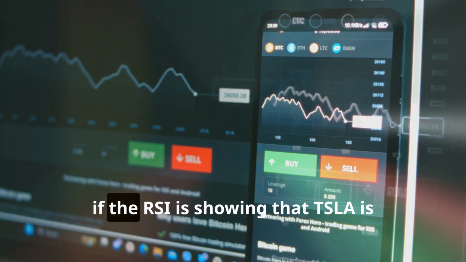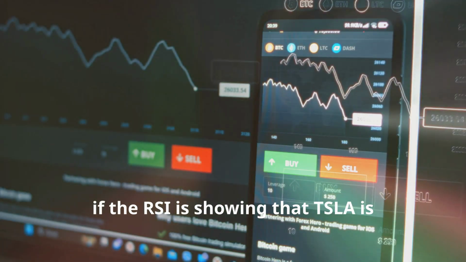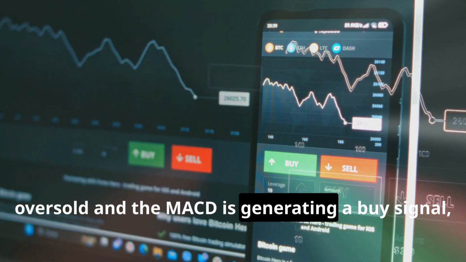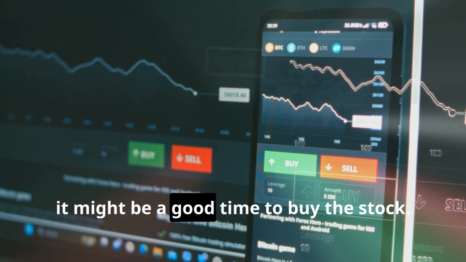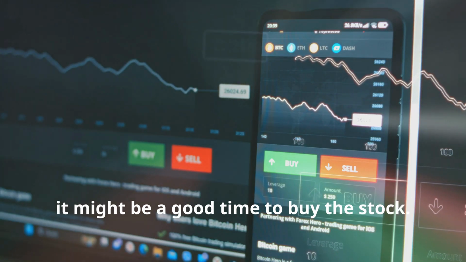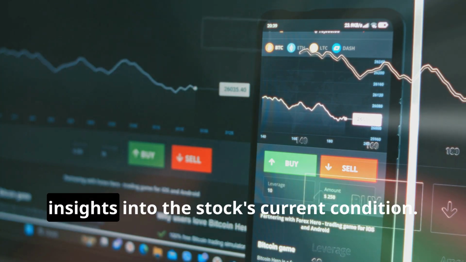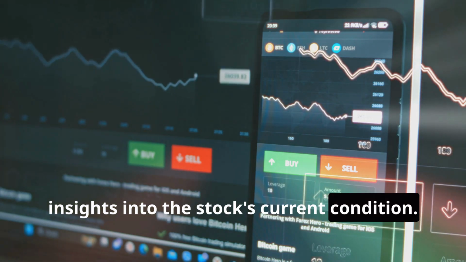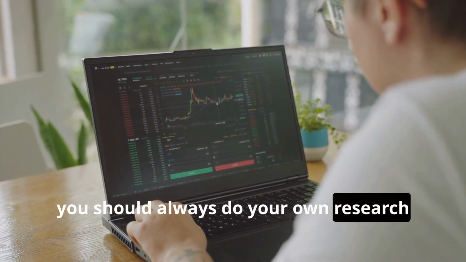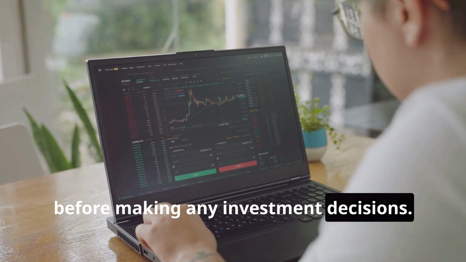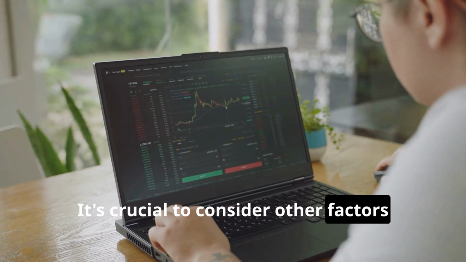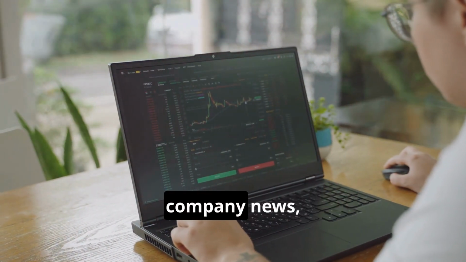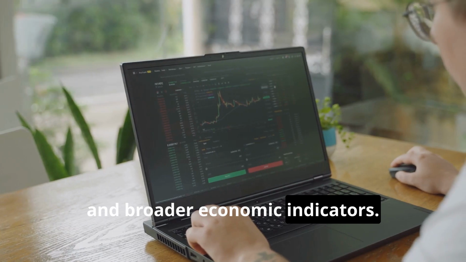For example, if the RSI is showing that TSLA is oversold and the MACD is generating a buy signal, it might be a good time to buy the stock. These signals can provide valuable insights into the stock's current condition. Of course, you should always do your own research before making any investment decisions. It's crucial to consider other factors such as market conditions, company news, and broader economic indicators.